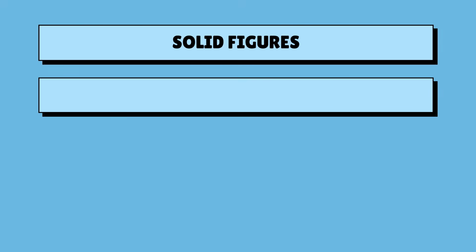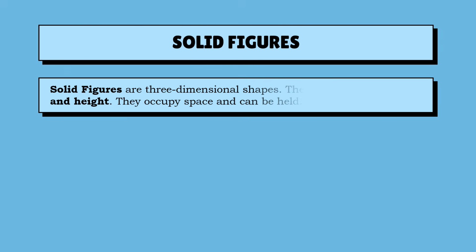Let's review solid figures. Solid figures are three-dimensional shapes. They have length, width, and height. They occupy space and can be held. Some examples of solid figures.